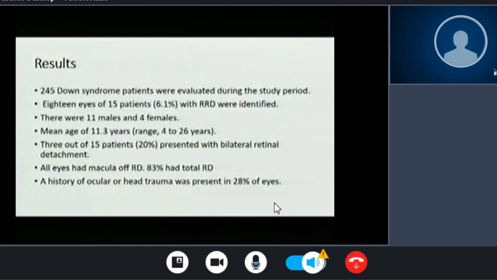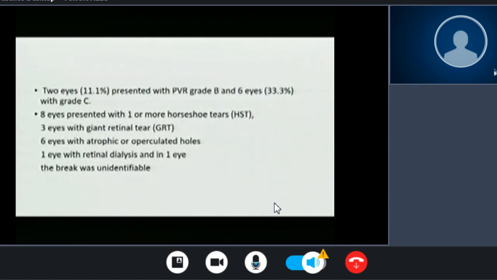3 out of 15 patients presented with bilateral retinal detachment, and all eyes had macula-off retinal detachment. 83% had a total retinal detachment. A history of ocular trauma or head trauma was present in around one-third of the patients. 2 eyes presented with proliferative vitreoretinopathy grade B, and 6 eyes presented with grade C. So around 50% had PVR at presentation.